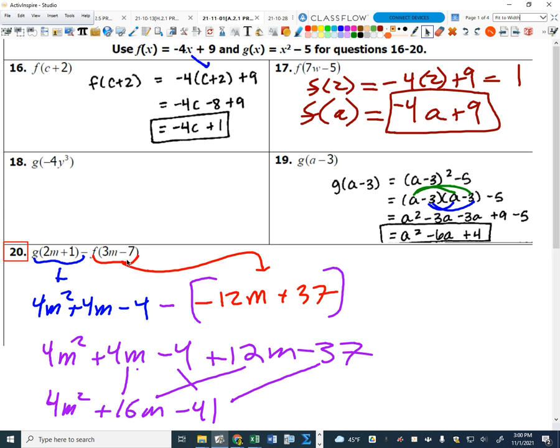Okay? What if I input 3m minus 7 into f? So I'd have negative 4 times the quantity, 3m minus 7, and then add 9 at the end. If I simplified that whole thing, did all the work, the output, the red output, would just be that stuff right there. Okay? What am I going to do with those? Well, it looks like we want the blue output minus the red output, right? So I've got the blue stuff minus the red stuff in brackets or parentheses, because I have to subtract the whole thing.